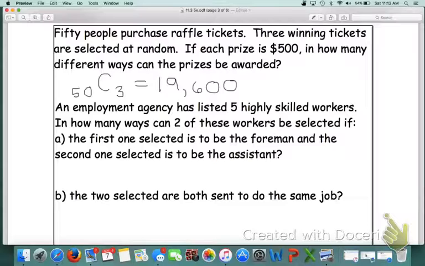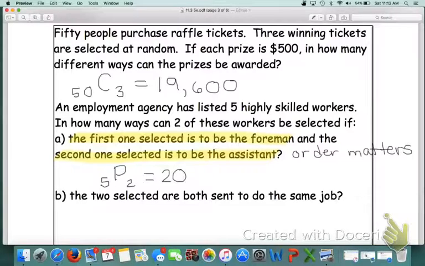Now, in part A, we have to be careful because it says the first one selected is to be the foreman. It says the second one to be selected is to be the assistant. So in this case, order matters. When order matters, remember, that's not a combination, that's a permutation. So in this case, of the 5 people being considered, when we choose 2, we have to make sure that we use a permutation here, not a combination, because order matters. And that would give us 20.